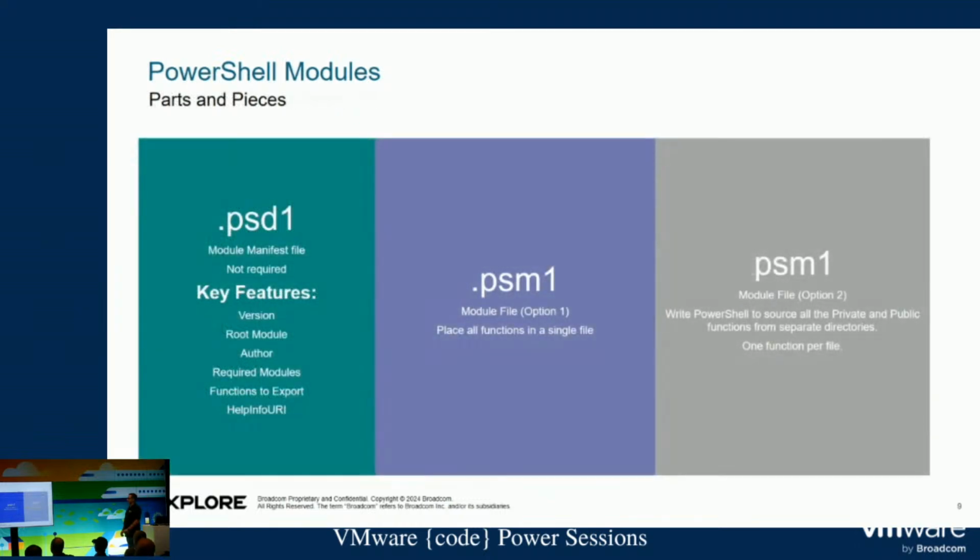What makes up a module? Pretty much two things, a PSD1 and a PSM1, right? Two file extensions. Your PSD1 is the module manifest, which tells you everything you might need to know about the module. Your PSM1, you have two different options. Throw all your functions into it, or write a little bit of code and you can put all of your functions into individual files and do a public and private, or if you just want public, that's fine. You're going to learn today you don't actually need a PSD1 to create a module. It's just kind of a nice thing to have.